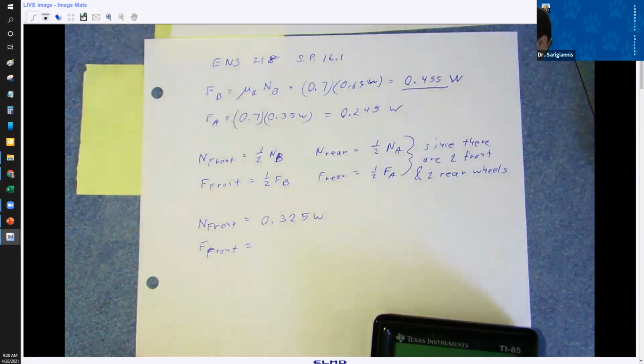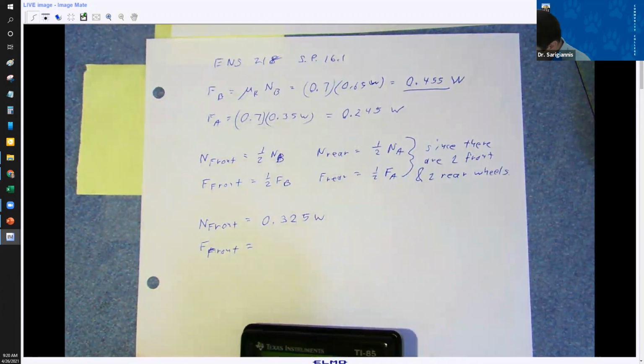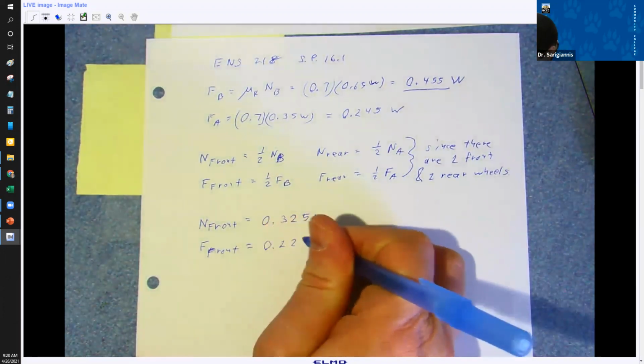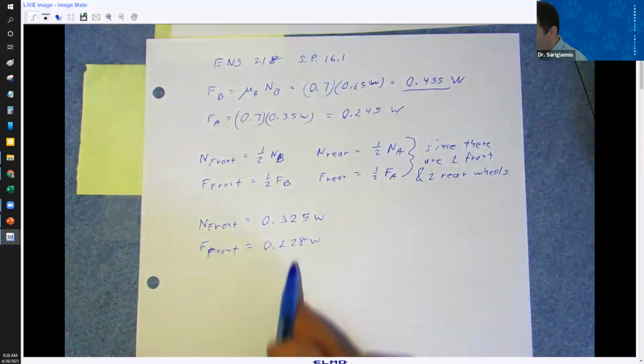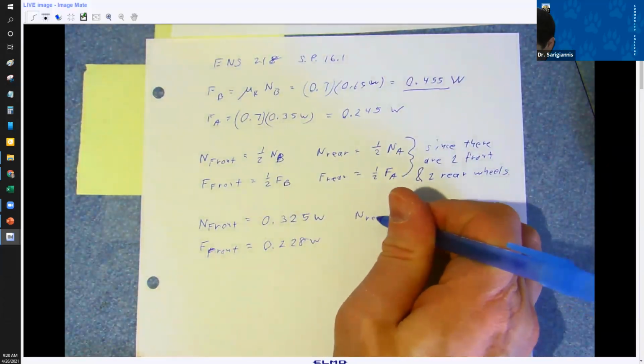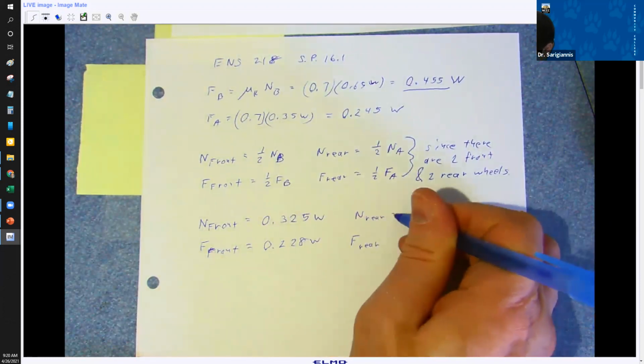Now remember, we're asked for just the magnitude of the normal reaction and the friction force. So we're just asked for the magnitude here. Let's see, 0.227. I'll round it up to 0.228 because it was 0.2275. Same thing for the rear. Just divide those by 2.